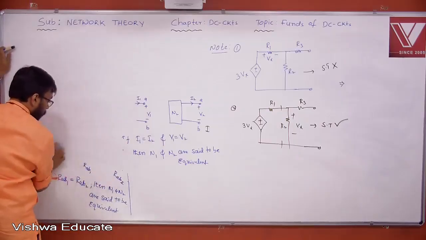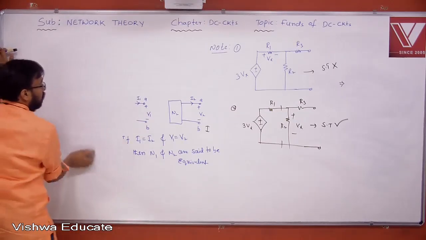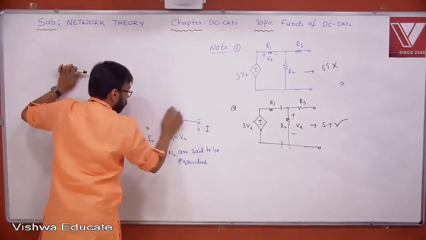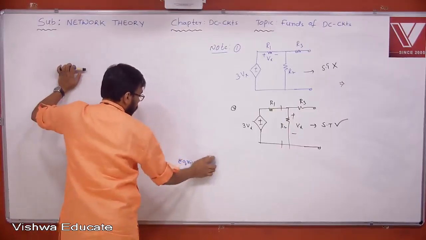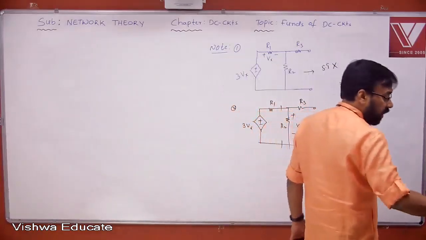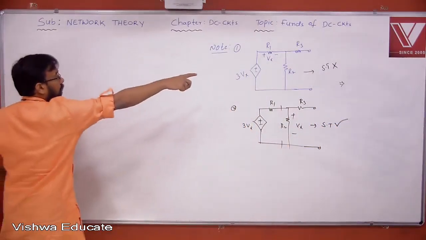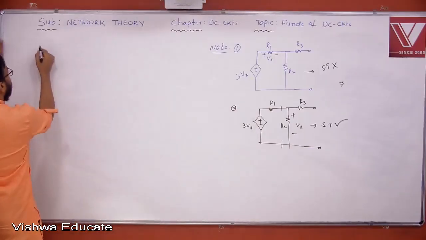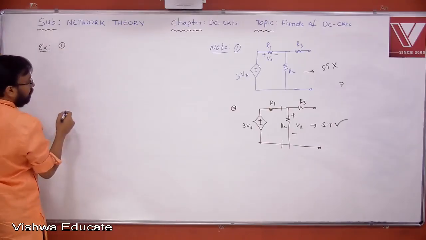I repeat the statement. In case of dependent source problems, source transformation is possible if and only if the dependent variable is not related to the resistor which is involved in the transformation. Please note down these two cases and mark that source transformation is not possible here, whereas here it is possible. Again, examples. First example.